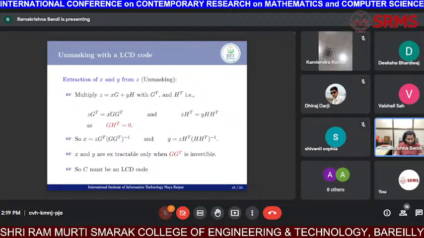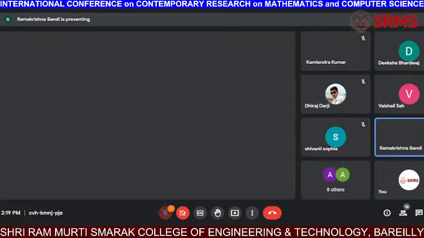Now, if you are somehow able to find the inverse of this matrix, G G transpose, here you can find out X, right? Because X can be written as Z G transpose into G G transpose whole inverse. So this is possible only when the matrix G into G transpose is invertible.